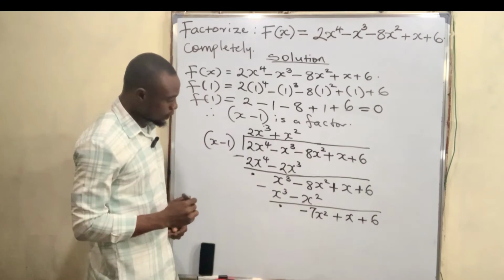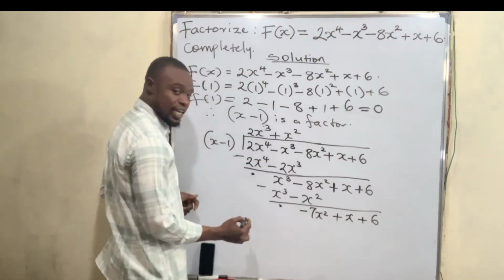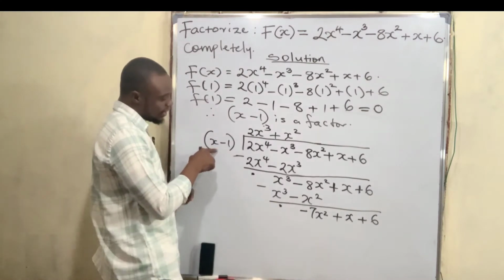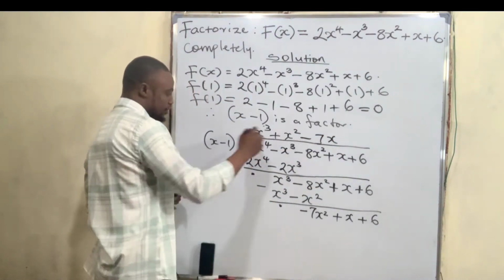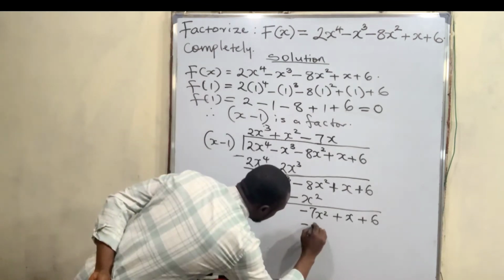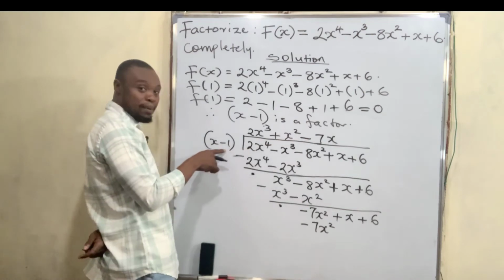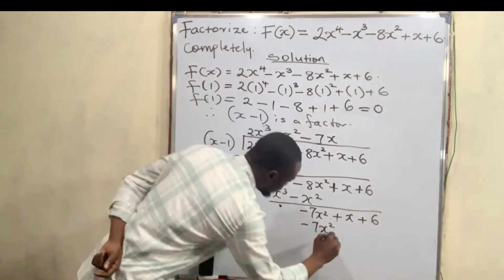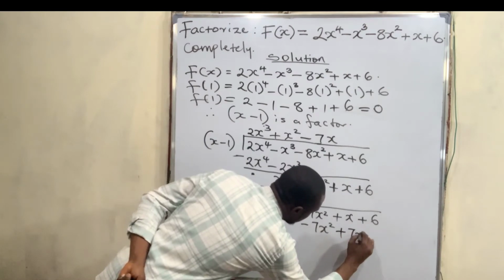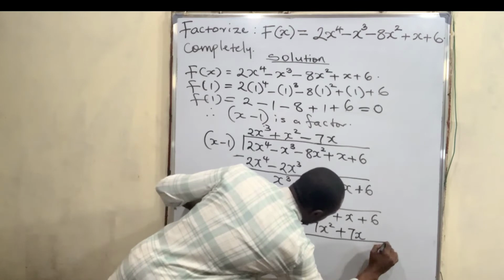Okay, now again, minus 7x squared divided by x here gives us minus 7x, right? Minus 7x multiplied by x again gives us what? Minus 7x squared. And minus 7x multiplied by minus 1. There's a minus here, there's a minus here, so it changes to plus. So we have a plus 7x. So let's draw a line here.